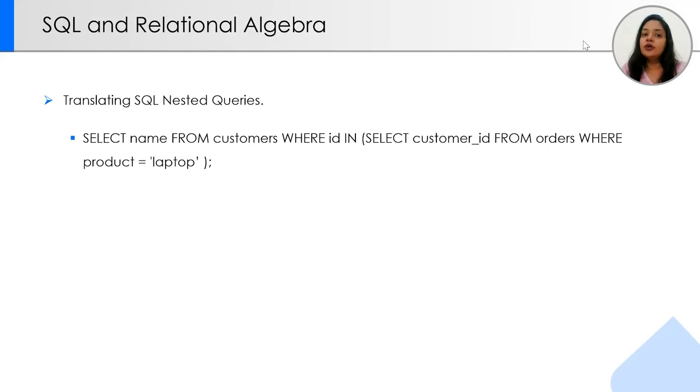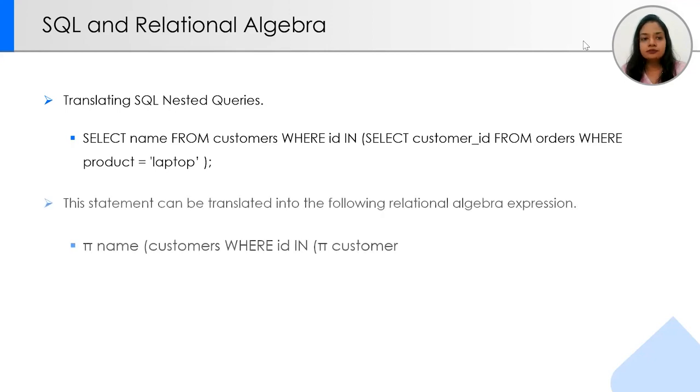The way SQL nested queries are translated is: select from customers where ID in, select customer underscore ID from orders where product equals laptop. Here you are going to find out the customer IDs of those who opted for laptops. This statement is again converted into a relational algebra expression: pi name customers where ID in, and then the outer query is pi customer.